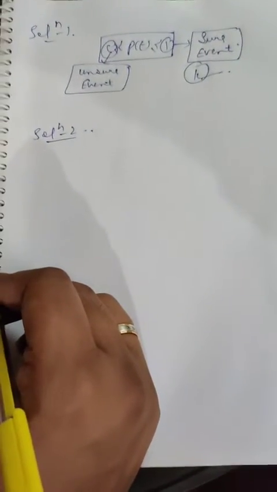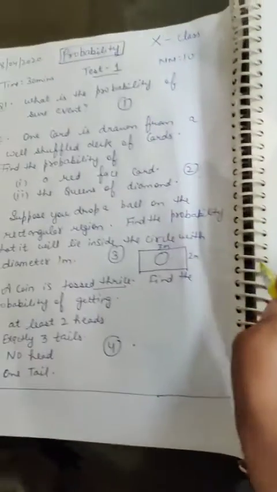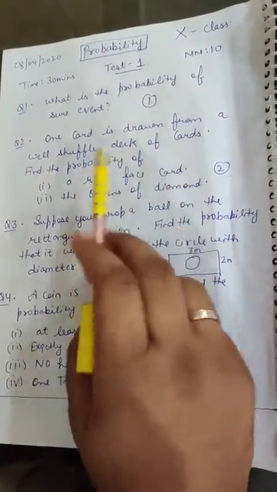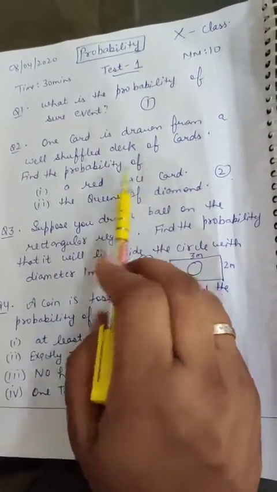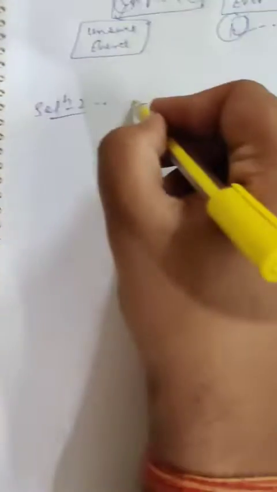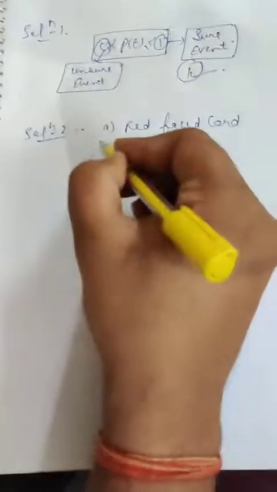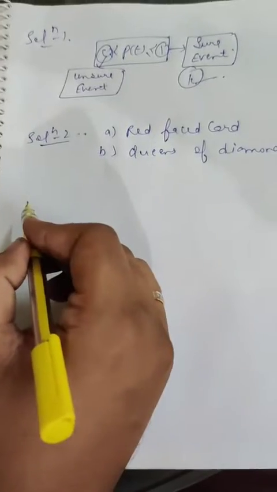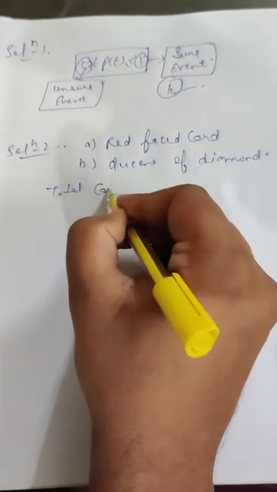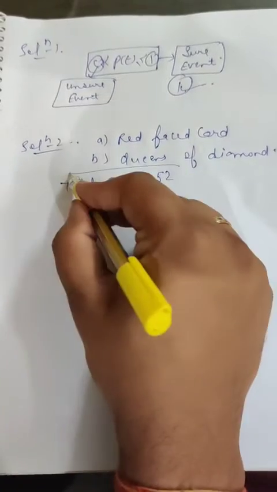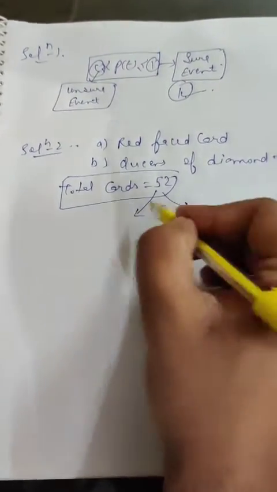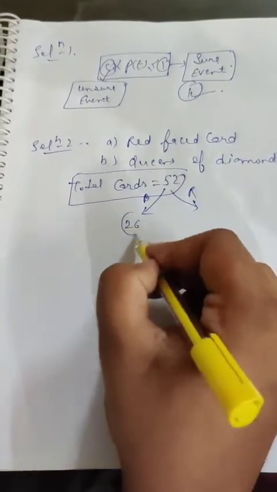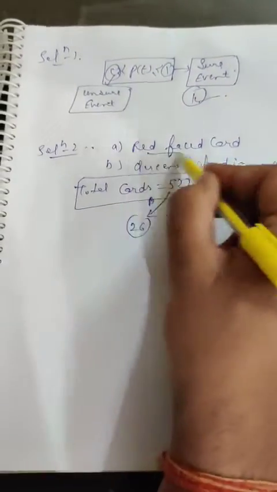One card is drawn from a well shuffled deck of cards. Find the probability of a red faced card. The first part is a red faced card, and the B part is the queen of diamonds. First of all we should know that the total cards are 52, divided into 2 parts, black and red. 26 are black and 26 are red.